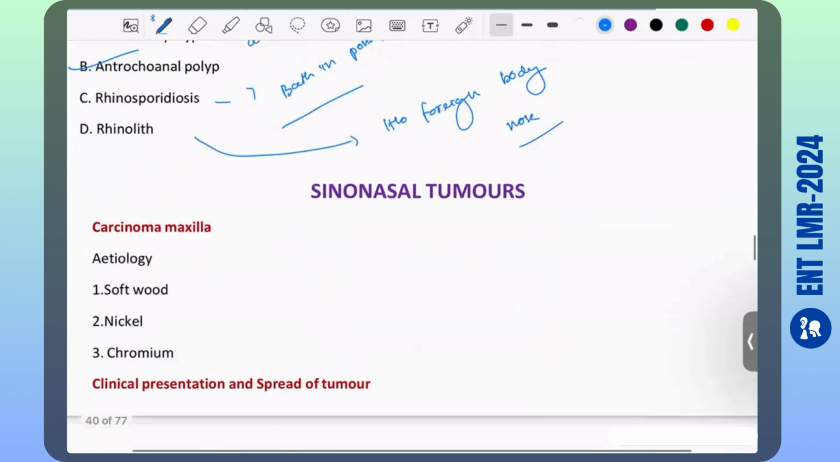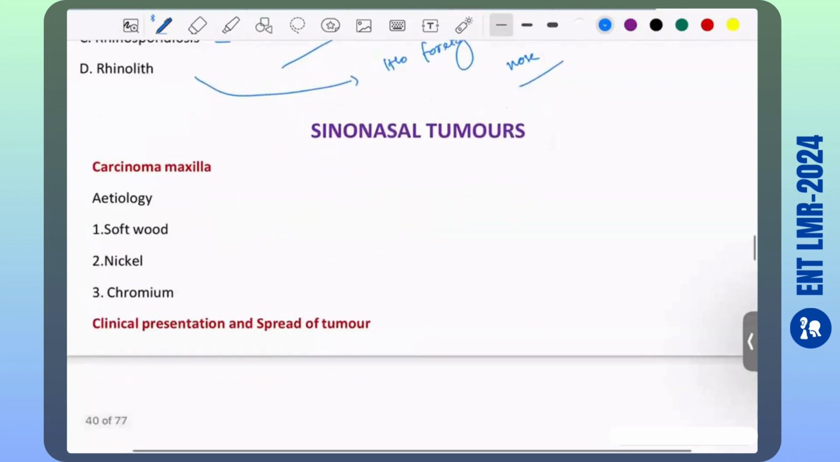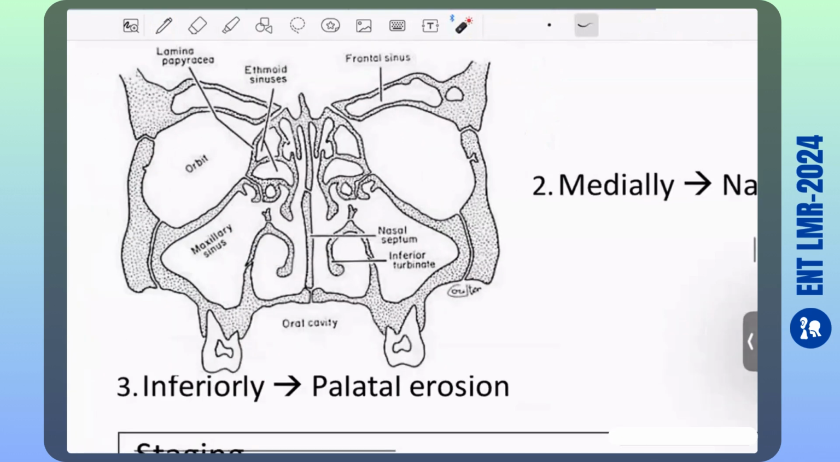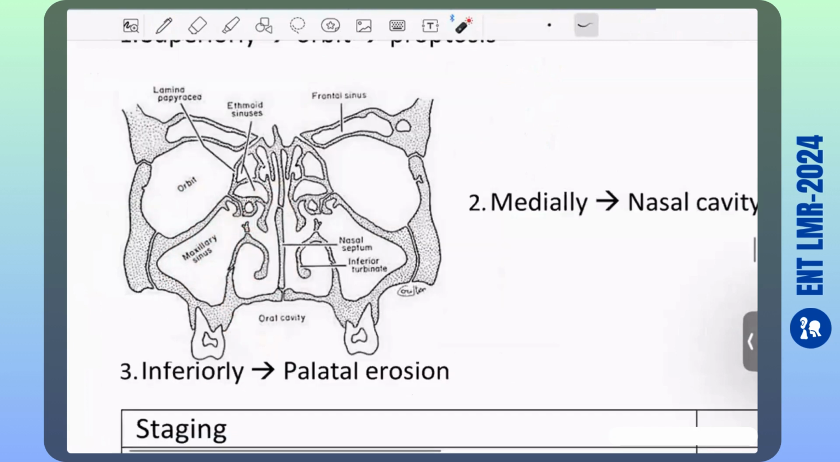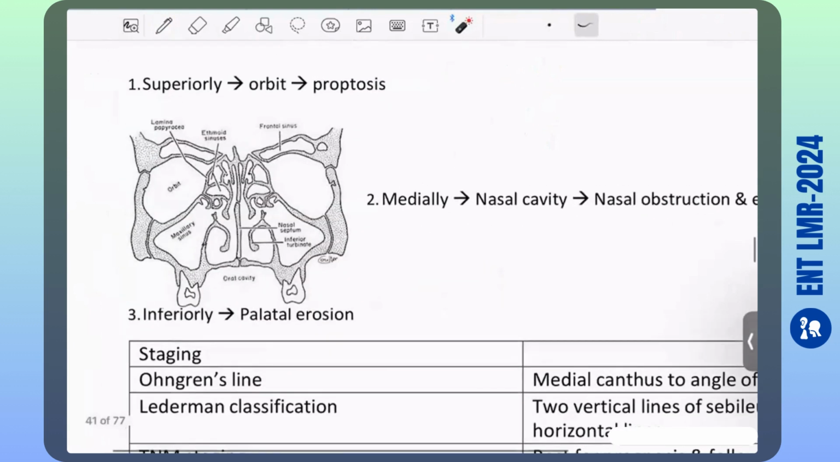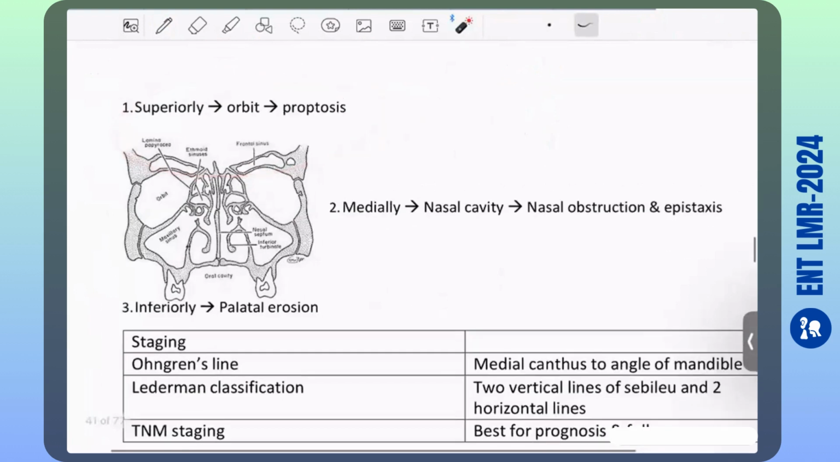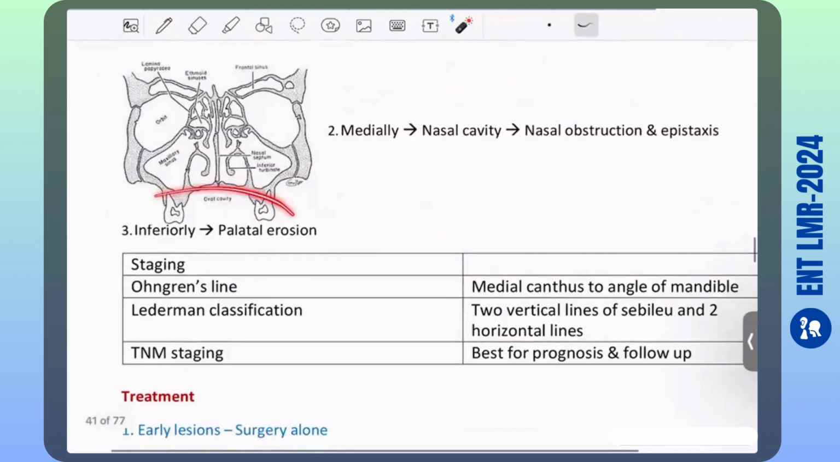Among sinonasal tumors, two tumors are very important that we could discuss. Carcinoma maxilla can be due to softwood exposure, nickel exposure, chromium exposure. All these are occupational hazards for the patient. From the maxillary sinus, it can go superiorly into the orbit, causing proptosis, medially into the nasal cavity, causing nasal obstruction and epistaxis, and inferiorly into the palate, causing palatal erosion.